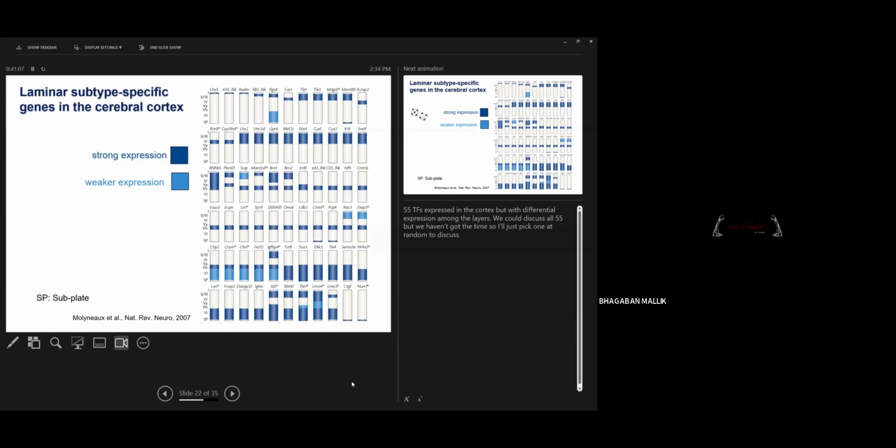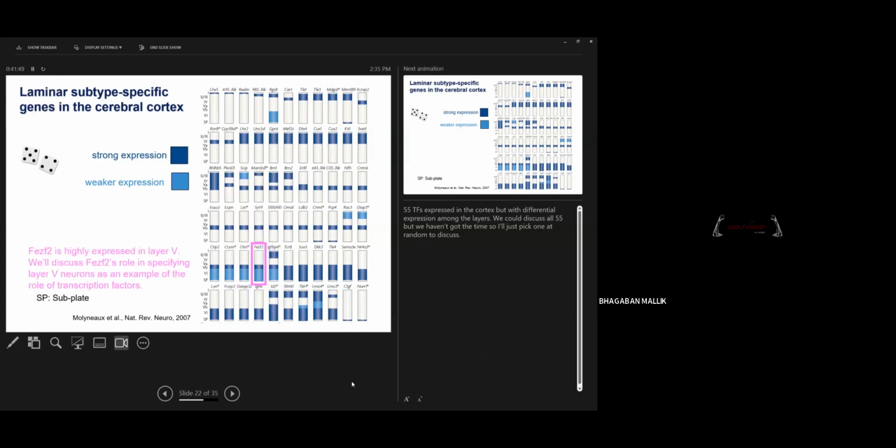So here this is the subplate, then layer 6, layer 5A, 5B, layer 4, layer 2, layer 3, and layer 1. So it has the LHX transcription factor, which shows that layer 1 has more expression of LHX, and the light blue is weaker expression. You can see that layer 5, layer 6, and the subplate have less expression of this transcription factor. So it shows how different diverse types of transcription factors are expressed in different layers, and how much is the expression, just showing the same thing in a different way.